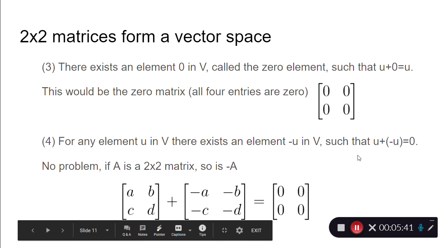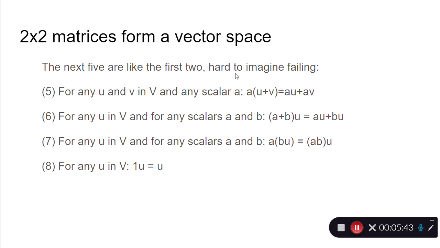So those two are taken care of, and then so are these. If you multiply a sum of two matrices, it's the same as multiplying them individually, and so on and so forth. So these are vectors. 2 by 2 matrices are vectors.